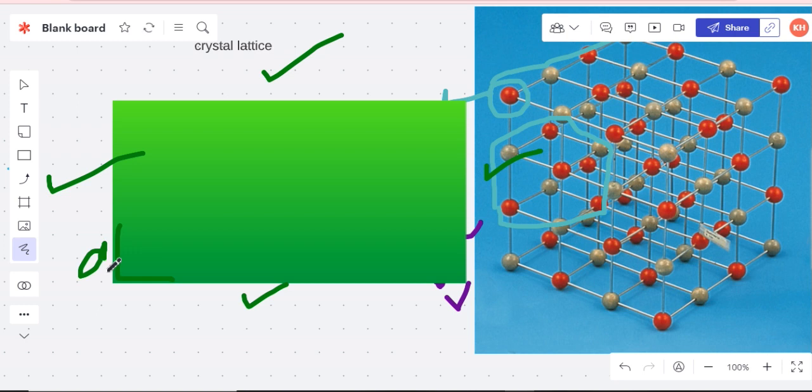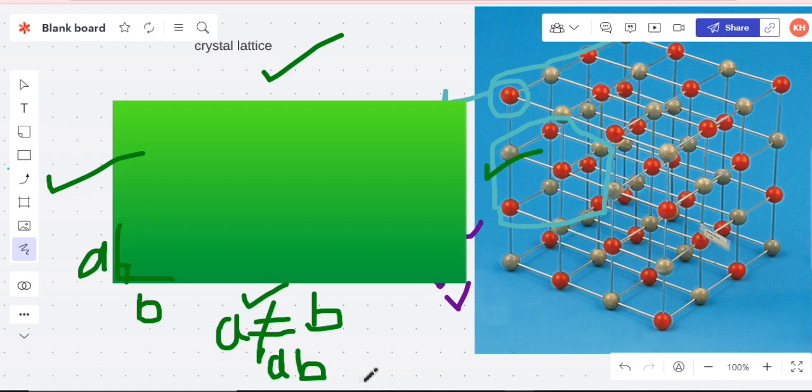This is A and this is B. So again we can say that A is not equal to B. As you can easily see here, this side is not equal to this side. There's a huge difference in the size. But the angle AB is equal to 90 degrees. Look at this corner. You can see that here we encounter a 90-degree angle. So we can easily say that the angle AB is equal to 90 degrees. That's exactly true, right? So this is the rectangular crystal lattice.